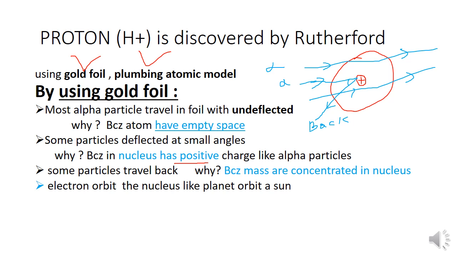Also, electrons orbit the nucleus like a planet. They say the electrons move on orbits, just as planets go around the sun, on these atomic orbitals like this and like this. You will see in the following slide.